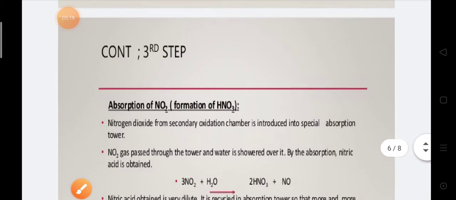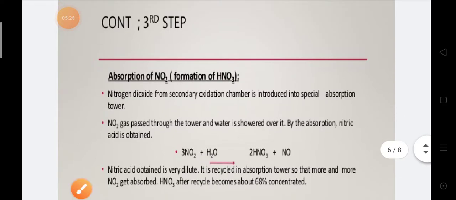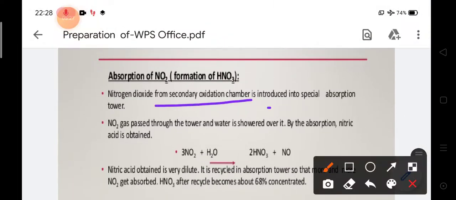This is the third step, where the absorption of NO2 happens. In this step, nitrogen dioxide from the secondary oxidation chamber is introduced into the special absorption tower, where NO2 gas is passed through the tower and water is showered over it. By the absorption, nitric acid is obtained.